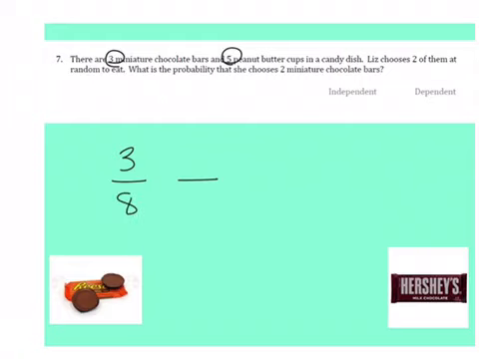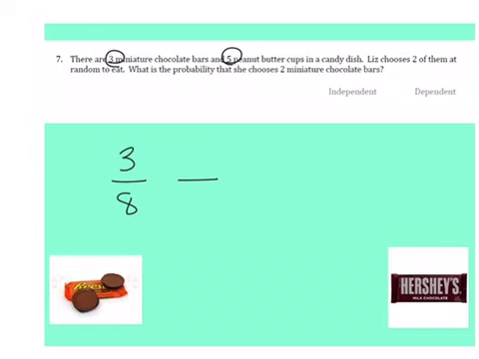Now, when we are dealing with candy, more than likely you're going to eat the candy. You're not going to put it back. So we are going to assume anytime we're talking about food that it is not being put back, so it's without replacement. So I picked one, and now that one is no longer there.